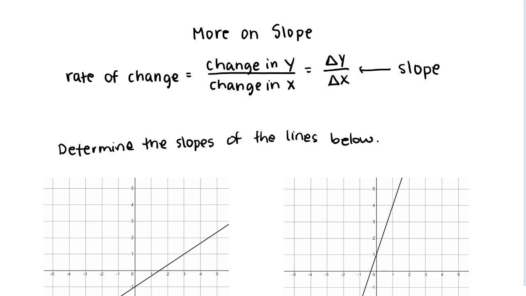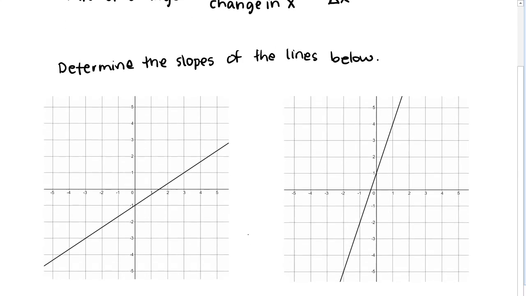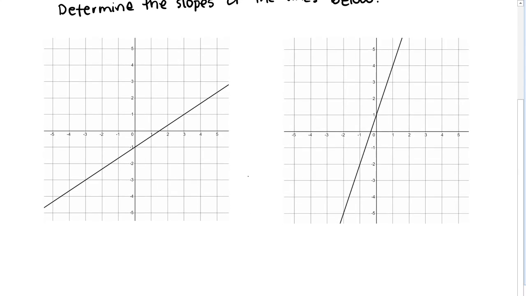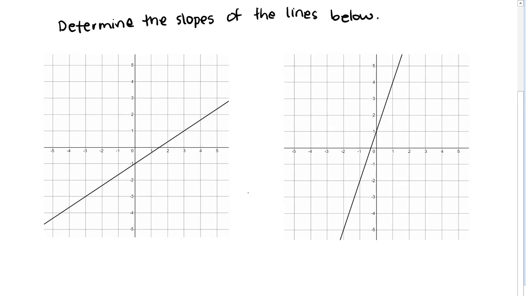And so maybe just as a quick refresher, we can find the slopes of the two lines below. And so I definitely encourage you to pause the video and at least try out the first example, see if you could find the slope of the line on the left. And so we said that the slope is just the change in the y values divided by the change in the x values of two different points.